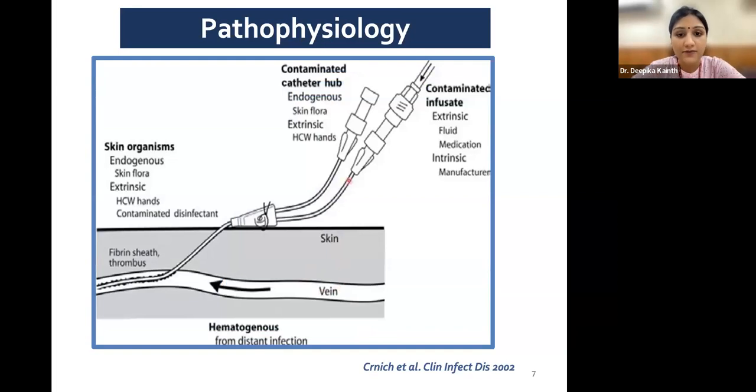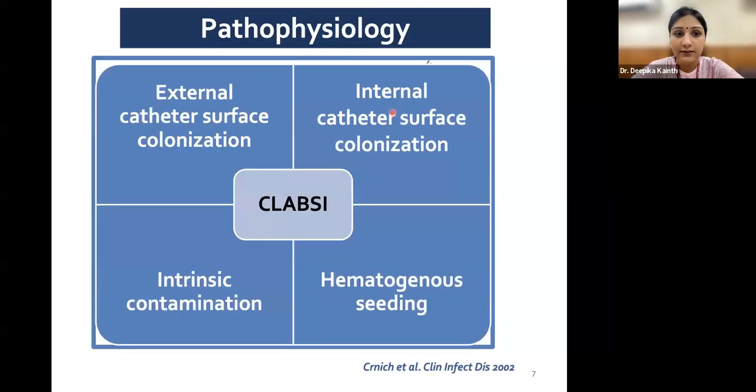As we can see in this diagram, this is the central line which is inserted, and this is the skin surface where it has been breached, where we have pricked the neonate, and the central line is inserted into the vein. So this is like a catheter. A contaminated catheter hub can be contaminated from inside, which is called intrinsic contamination, or on the outer surface of the hub, which is extrinsic contamination. Both will mostly come from the healthcare workers' hands and will be contaminated with the skin flora of the healthcare workers. This was the external and internal catheter surface colonization.